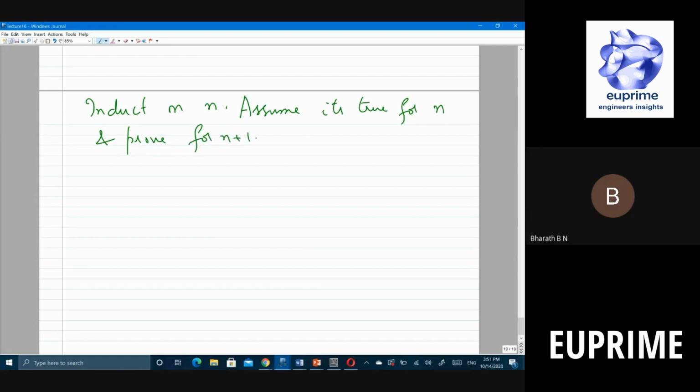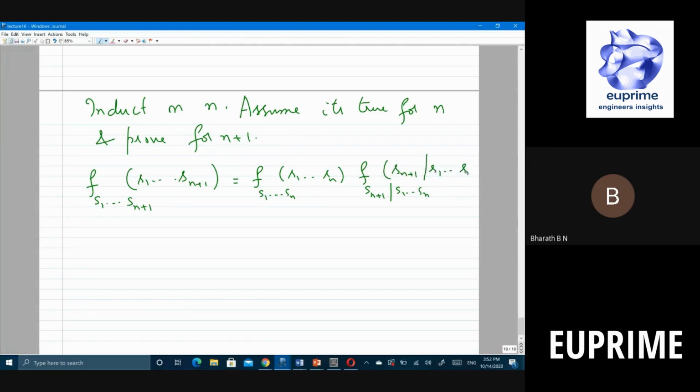So this is what we'll do. Okay, so n equal to 2 is true, we have proved that it's true. So now I have to look for the density of S1 through Sn plus 1. What do I do? Well, same stuff, right? I'll take the density of S1 through Sn times f of Sn plus 1 conditioned on S1 through Sn.